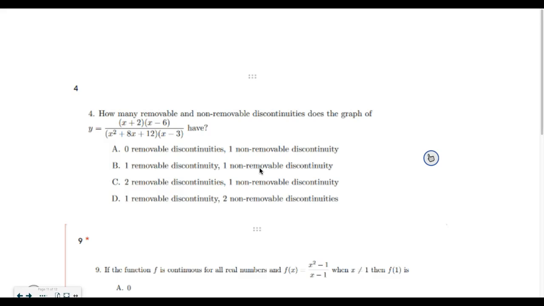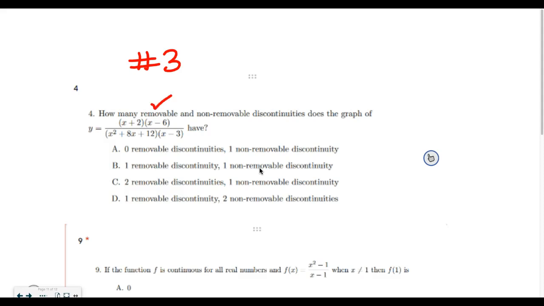So the first most missed was number 4. How many removable? And again, you should just label a blank sheet of paper, number 3, and you should have these 5 problems and their work. All right. How many removable and non-removable discontinuities?